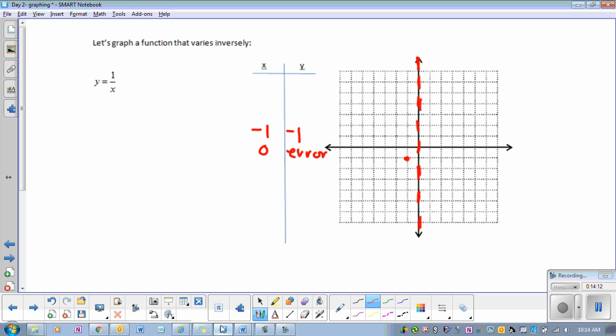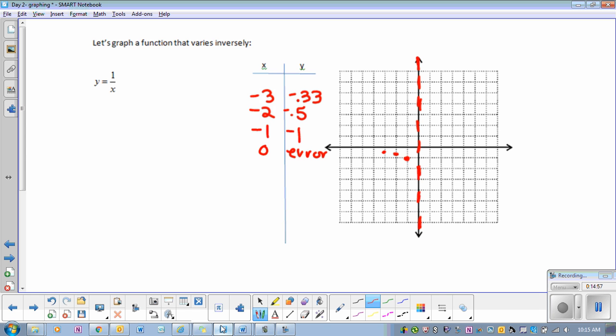Okay. What about at -2? What is your y? -0.5, right? So at -2, -0.5. And now how about -3? What is it? So negative 0.33. Okay, so -0.33.